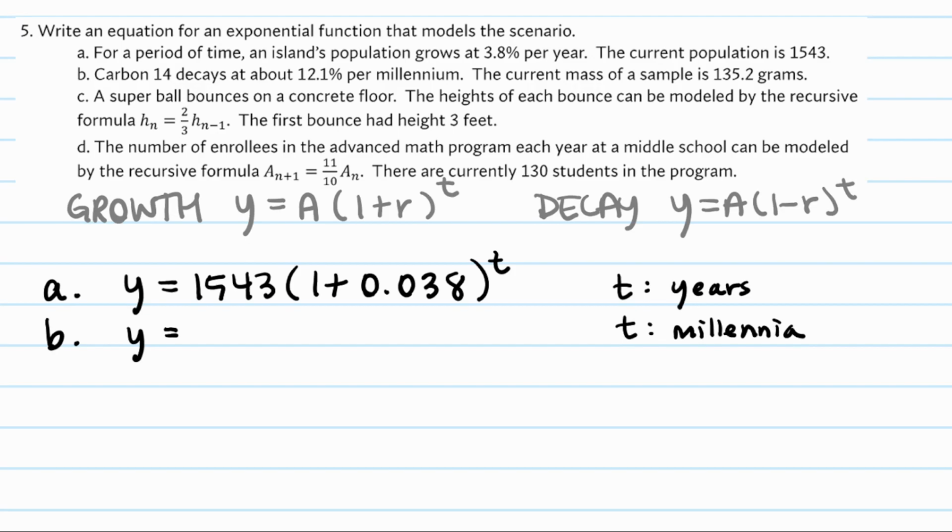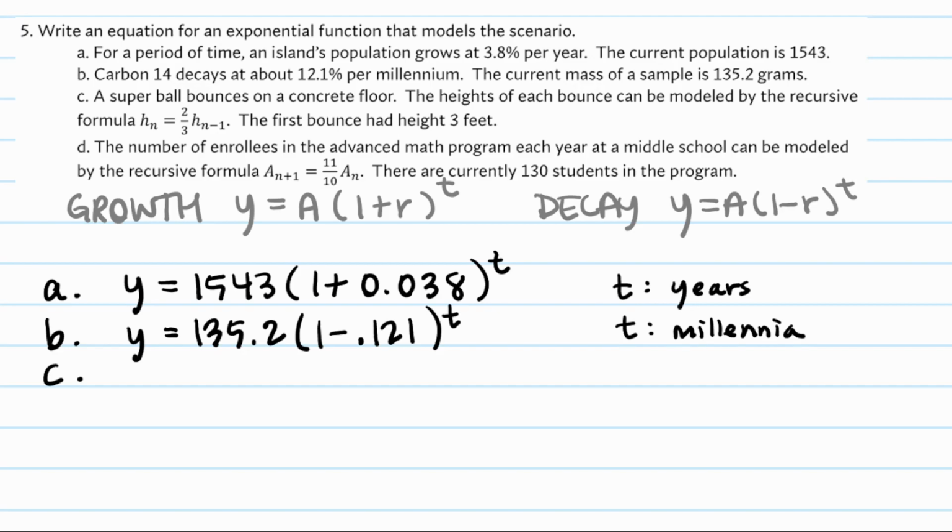So the current mass of the sample is 135.2. And then that would be 1 minus 12.1%. Well, 12% is 0.12, so 12.1% is 0.121, to the t. We could go and figure out what 1 minus 0.121 is and write that, but I don't think we really need to, because that's still going to be a valid formula. We could type this into our calculator and get just the right graph.